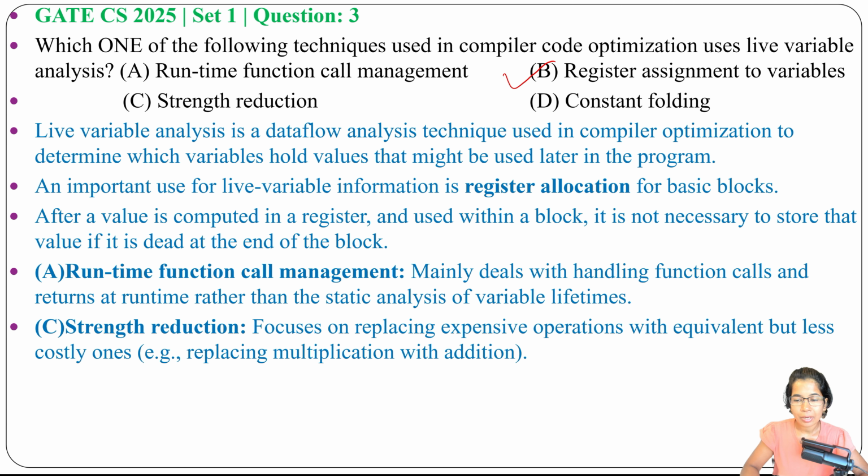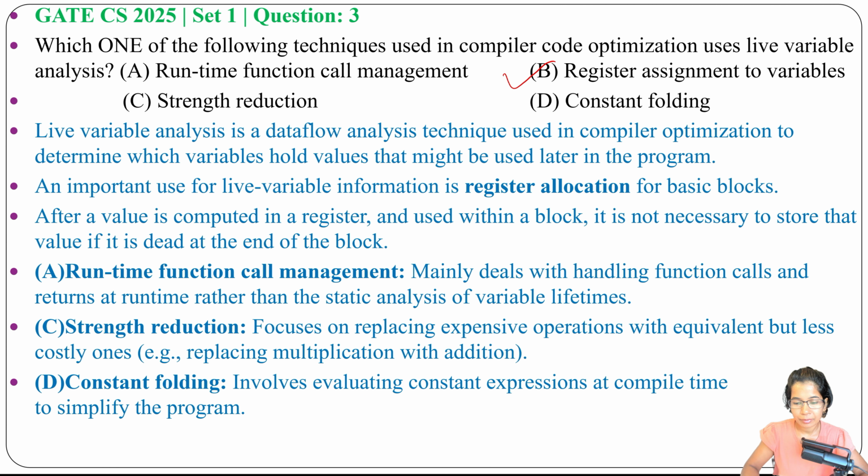Next, option D, constant folding. Constant folding involves evaluating constant expressions at compile time. So strength reduction and constant folding are both used for code optimization, but they don't use the live variable analysis. Only register assignment to variable uses the live variable analysis. So the answer will be option B, register assignment to variable.